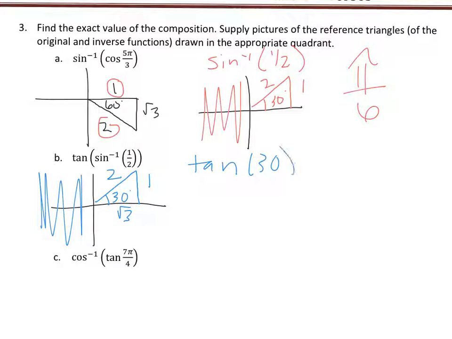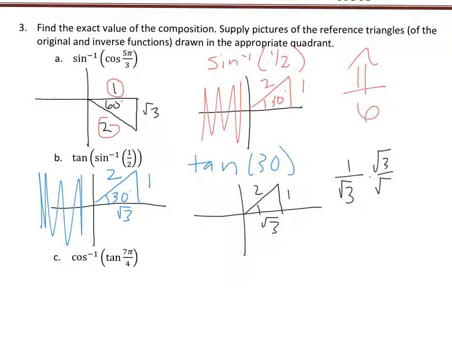For this case, I don't really have to change it to radians. And actually, I could just use the same triangle, because if it's 30 degrees, it's going to be in this spot right here. So it's still going to have the same ratio: 1, 2, square root 3. And now I'm looking for tangent. Tangent is opposite over adjacent. And you have to rationalize that. It should be square root 3 over 3.